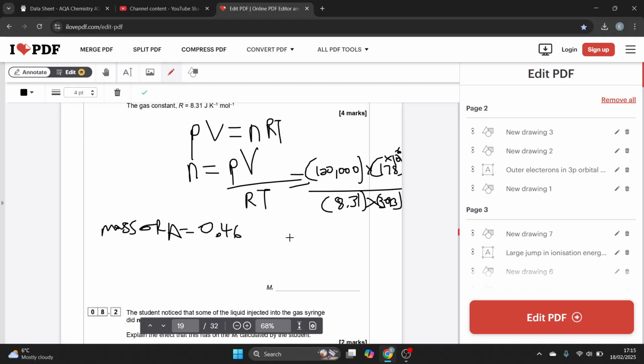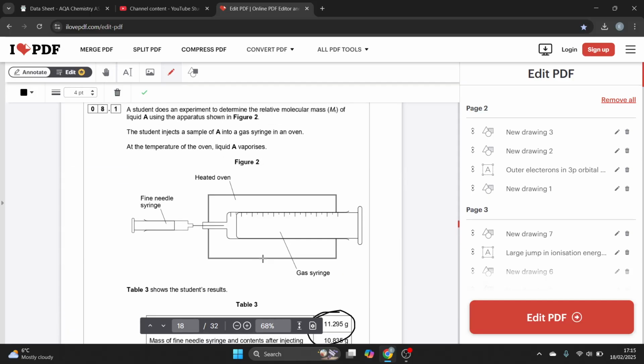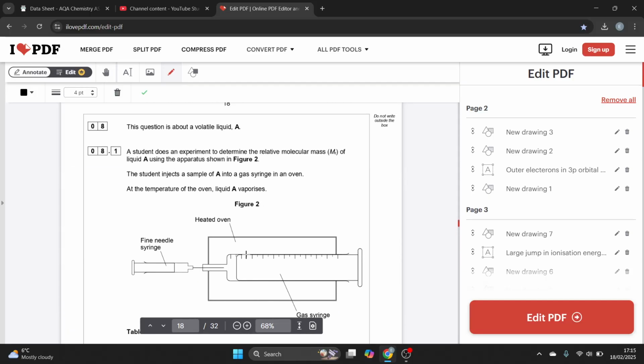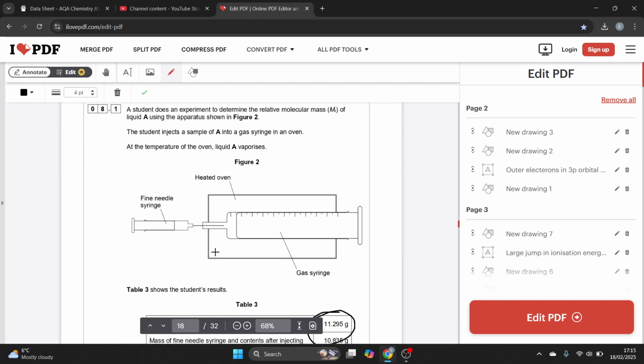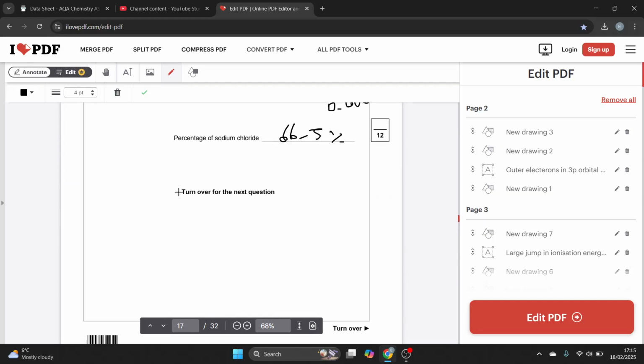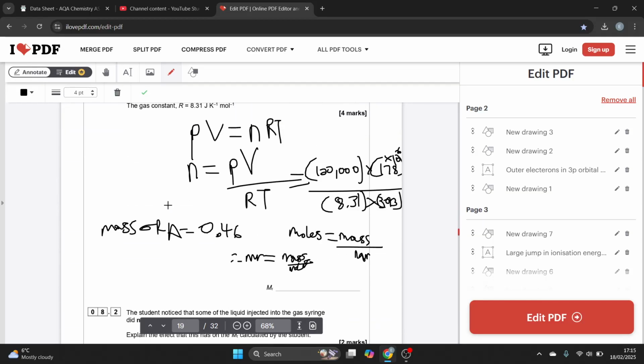And I know moles is mass over MR, and I want to find the MR. Therefore, MR is mass divided by number of moles. I just want to double check something. If it's done by electron spray ionization, then you minus 1 for the MR. There are a couple of tricks with those kinds. I've seen them before, but in this case, it's not that.